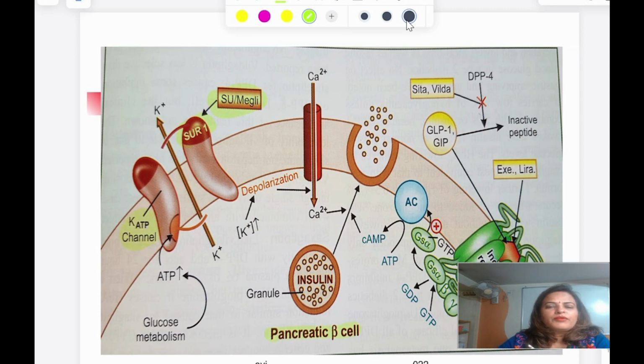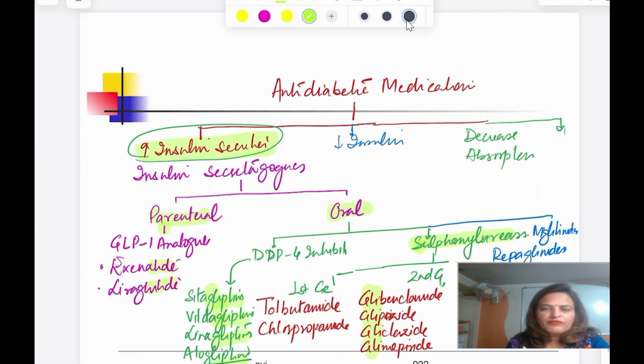ATP sensitive potassium channel, and this ATP sensitive potassium channel is there on the pancreatic beta cells. Now this ATP sensitive potassium channel, normally it is blocked by what? ATP. Increased ATP is going to close this ATP sensitive potassium channel. Now this action is performed by which group of drug? This sulfonylurea and miglitinides. What are they going to do? They are going to block.